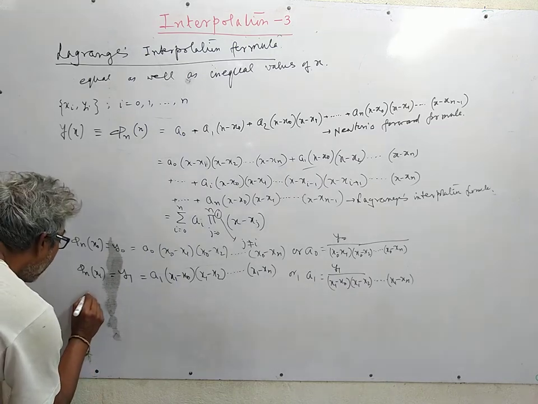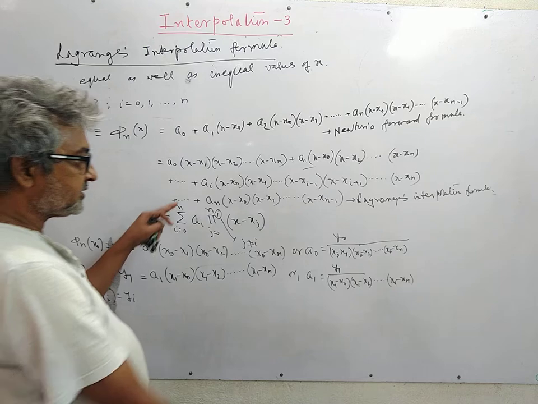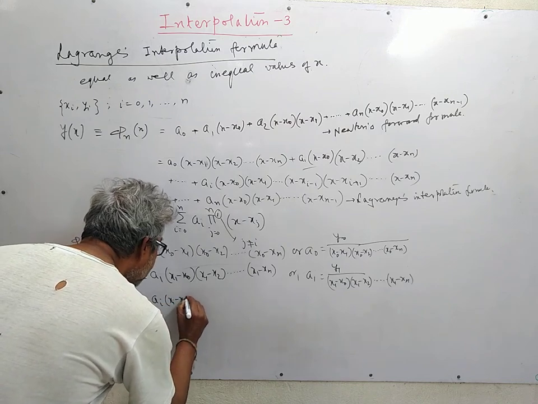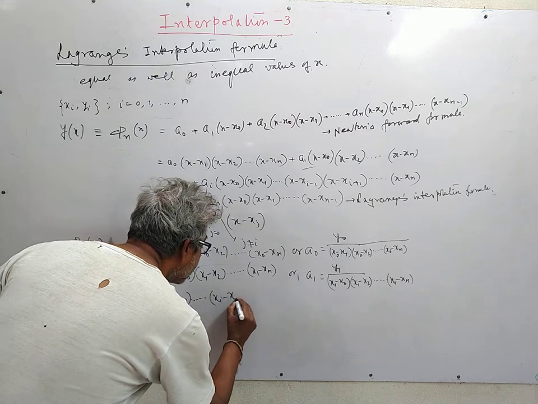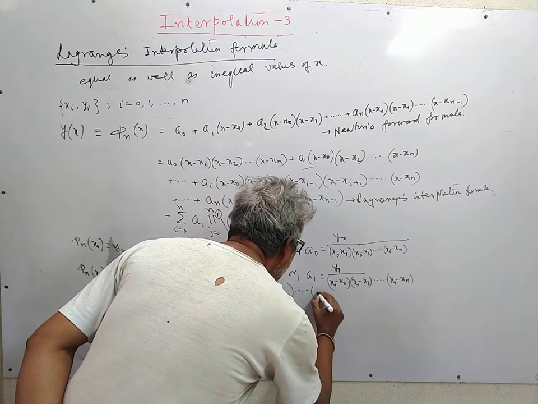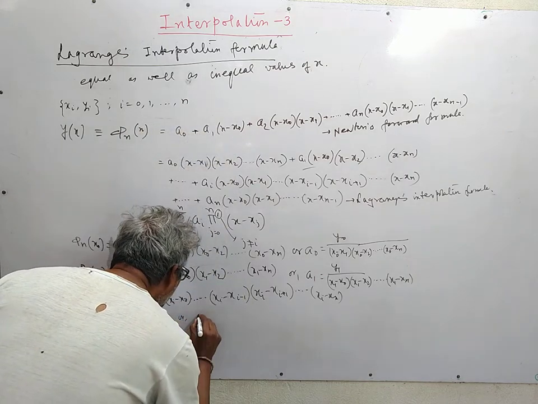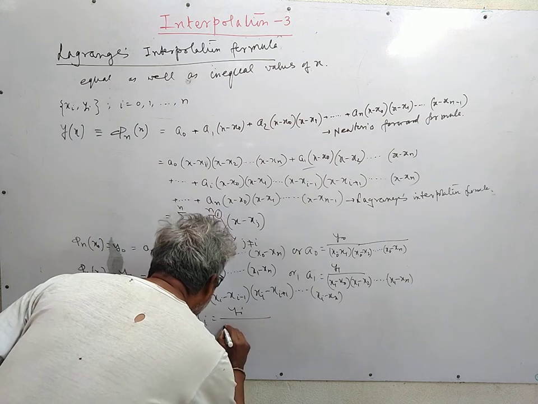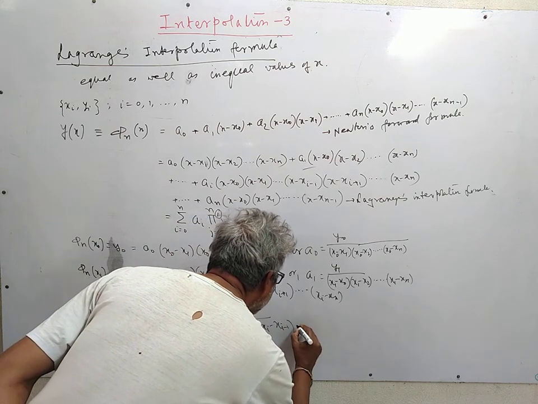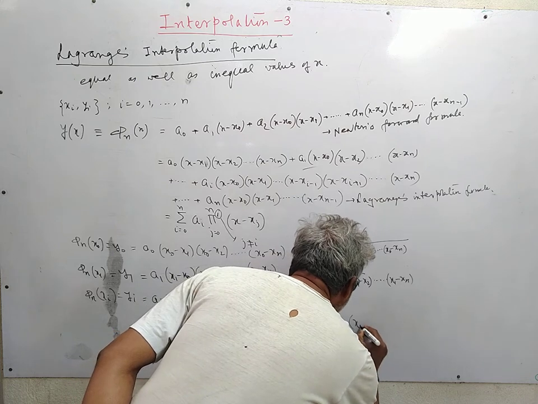Proceeding similarly, we get phi n at xi is equal to yi, and all the terms except this vanish, and we get ai times xi minus x0 right up to xi minus xi minus 1, xi minus xi plus 1, up to xi minus xn, which gives ai is equal to yi divided by xi minus x0, up to xi minus xi minus 1, the next term xi minus xi plus 1, and then up to xi minus xn.